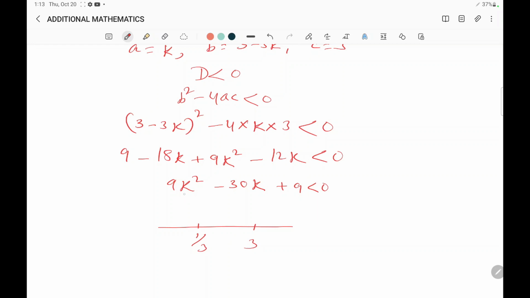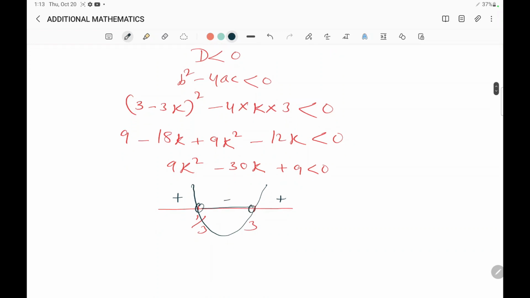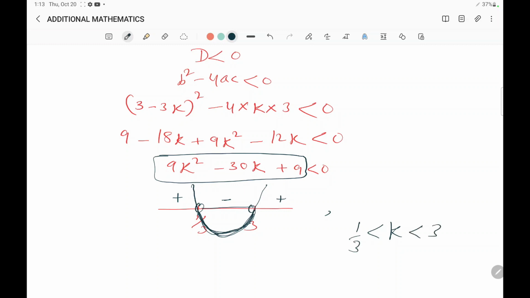And since the k square coefficient is positive, our graph is this. Now this is plus, this is minus, this is plus, we know. So our roots will be from here to here. Roots means the given or the required condition of k. This whole expression is less than 0, so we have to check those values of k for which our expression will give negative values. So only this is the portion below the x-axis, so here it will be negative, right? So finally the k answer is 1 over 3 to 3.